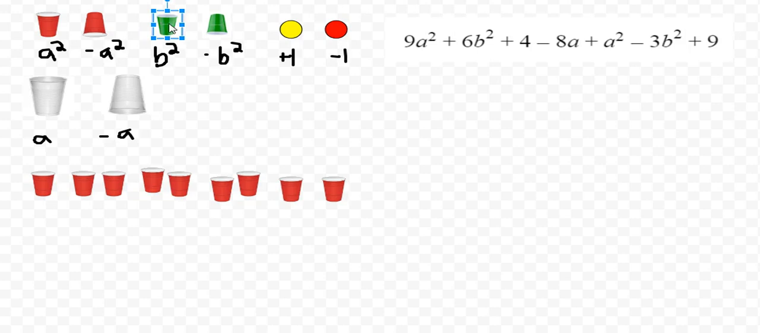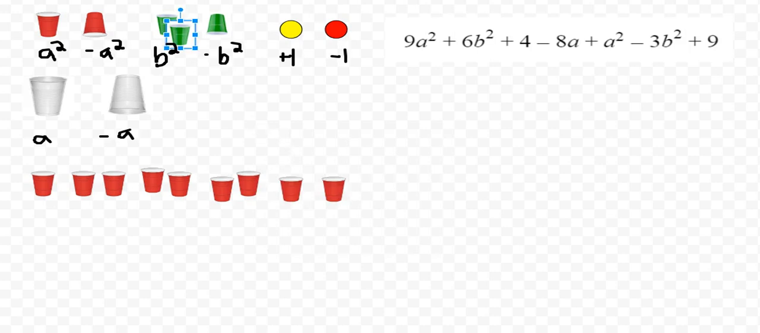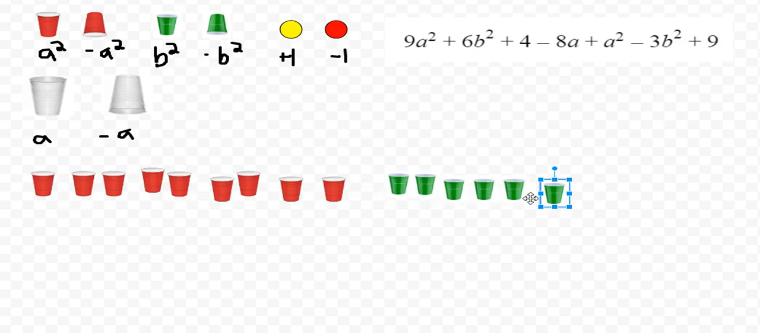So I need 6 of these green cups. 1, 2, 3, 4, 5, 6. Bring these down. I'll stick them right next to them here. You can see red cups, green cups, different. They look similar, but they're definitely different. You could not combine the red cups and the green cups. You would not put those together. So 1, 2, 3, 4, 5, 6 green cups plus 4.